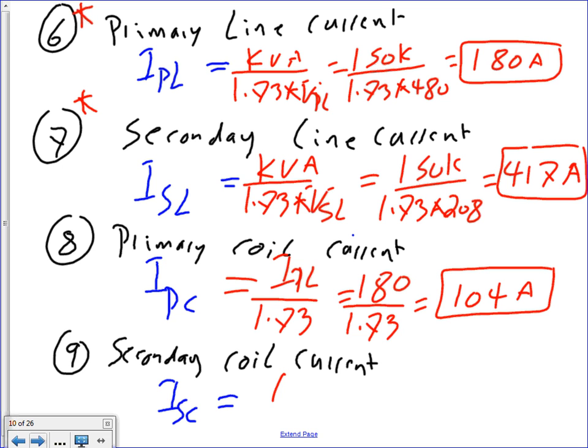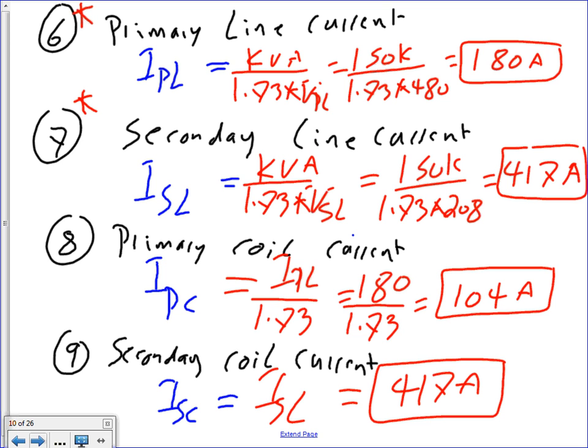Secondary coil current, piece of cake. I secondary coil equals I secondary line, which is 417 amps. They're identical. Please have a star next to 6 and 7 because these are what we're going to be sizing based on. We size based on the line current, not the coil current. Did I go too fast on that one, guys? I'll give you some time to write it, but it's really straightforward. Joe? No? Straightforward.